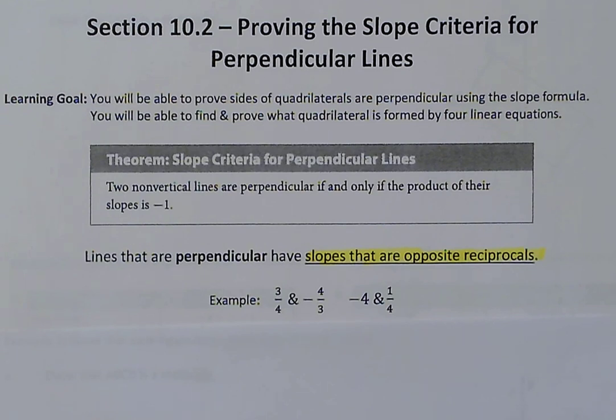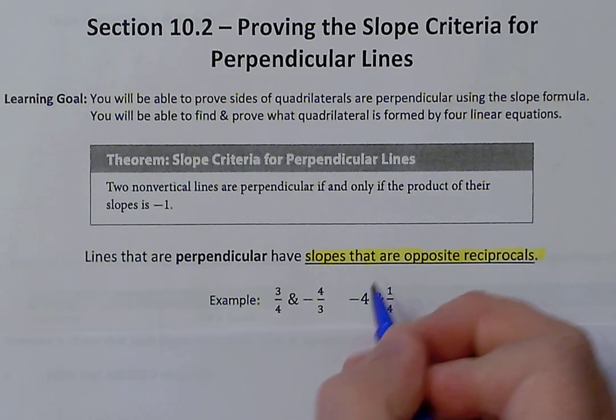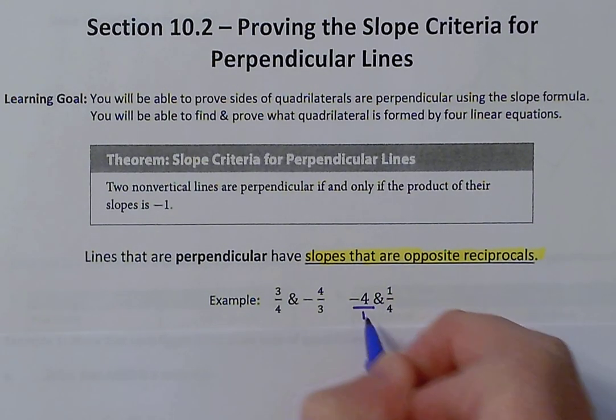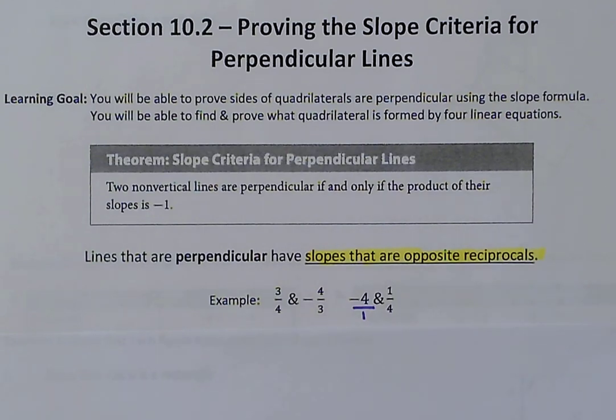Now the other example I provide there is -4 and 1/4. Remember that anytime you have a whole number, it's just that over 1. So -4/1 goes to positive 1/4. Negative to positive, 4/1 to 1/4. So either positive to negative or negative to positive, and then you just flip the fraction. That is going to indicate that they are perpendicular.